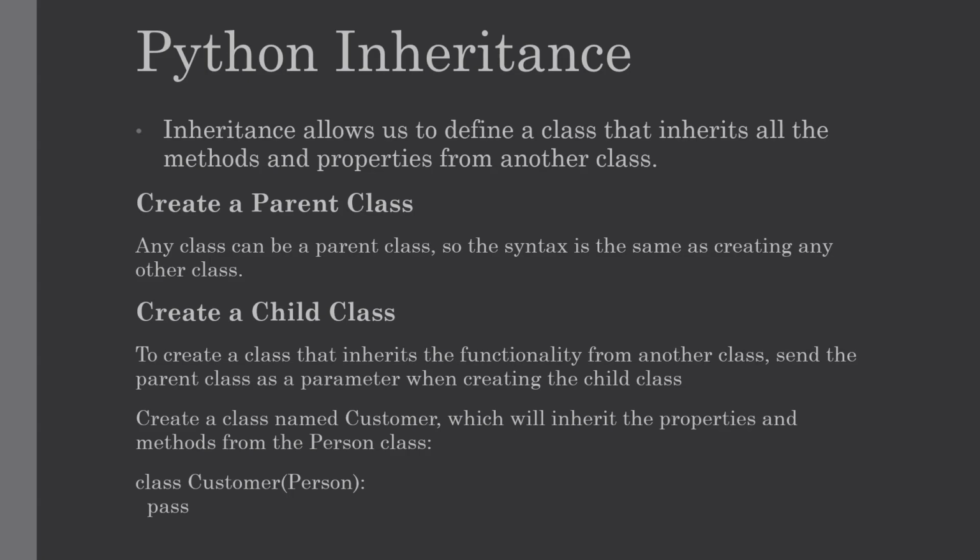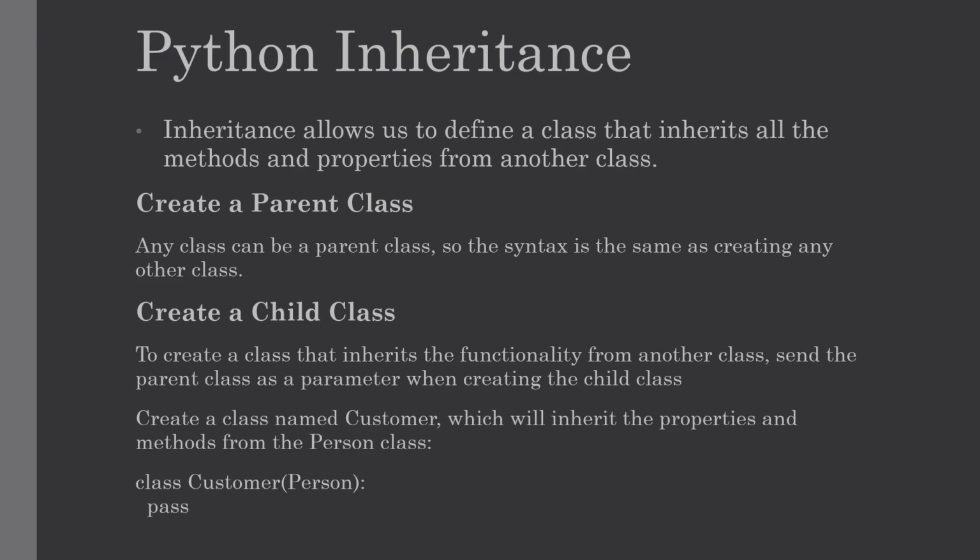So without further ado, let's get into it. So you might ask, what is inheritance really? Inheritance allows us to define a class that inherits all the methods and properties from another class. The parent class is the class being inherited from, which is also called a base class. And the child class is the class that inherits from another class, which is also called a derived class. You will get a better understanding when we actually create a parent class and a child class.